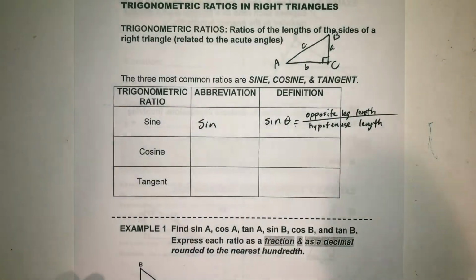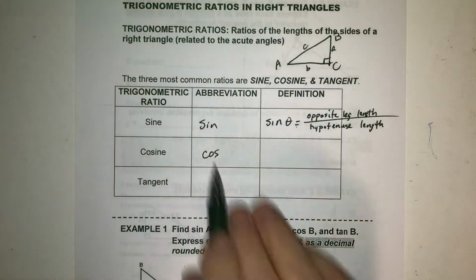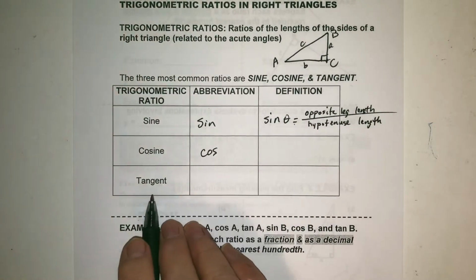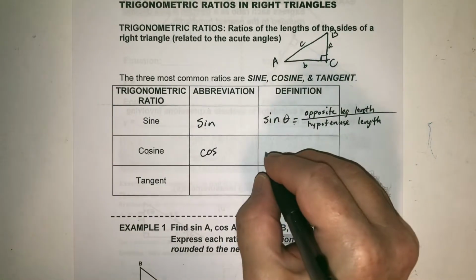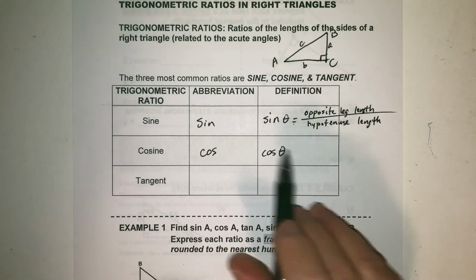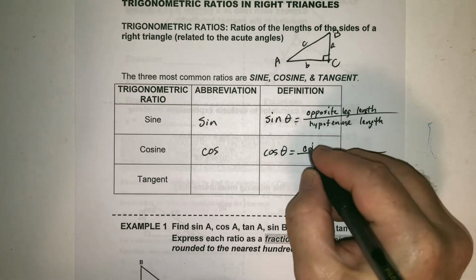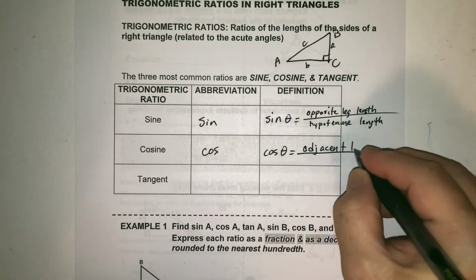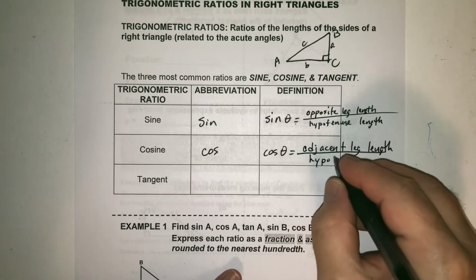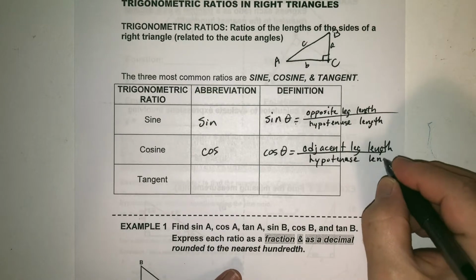This is read the cosine, and the abbreviation for cosine is COS. If you notice, we don't use capital letters except when we name it with the full word, and you don't need to do that very often, so don't worry about it. The cosine of an angle theta, and by the way, theta usually refers to one of the acute angles, is equal to the adjacent leg length divided by the hypotenuse length.